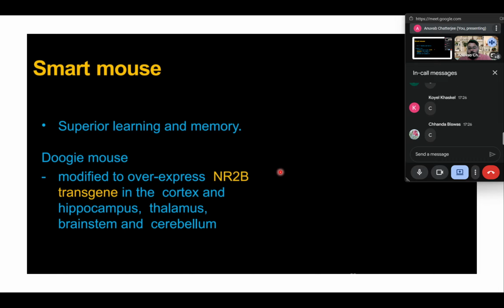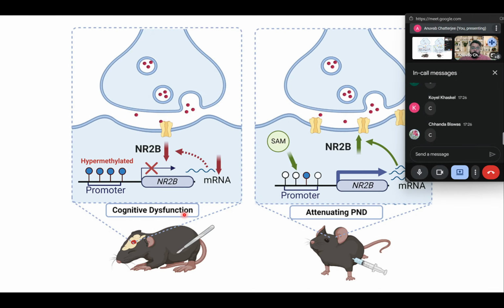So, what is the Doogie mice? These mice are also called the smart mouse, which show higher memory capacity and problem-solving capacity. These particular mice were generated by overexpression of a particular gene called NR2B in the cortex, hippocampus, thalamus, brainstem, and cerebellum.